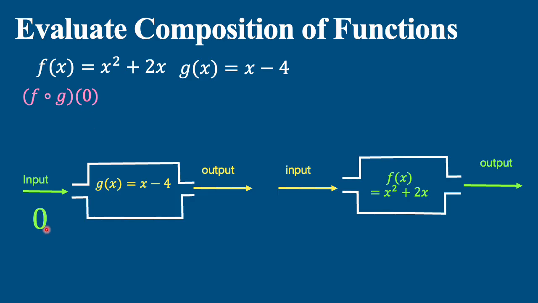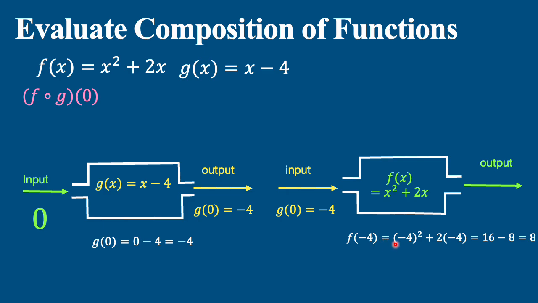So let's start with 0 first. 0 goes into the function g. What is the output? g of 0 is 0 minus 4, that's negative 4. Negative 4 goes into the function f. So f of negative 4 is negative 4 squared plus 2 times negative 4. Negative 4 squared is 16. Minus 8 is 8. So the output is 8.